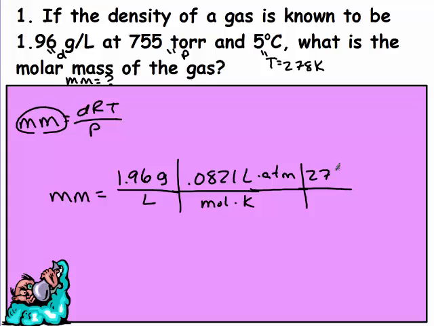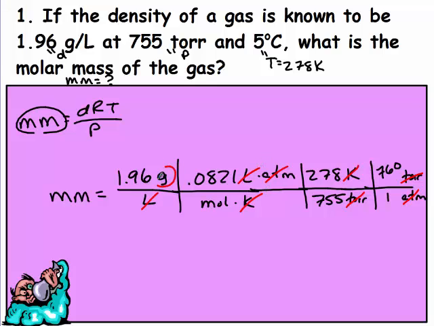Temperature and pressure from the top is 755 torr. I know my pressures aren't going to cancel, so I'm going to go ahead and convert that to ATM. 1 ATM is 760 torr. Cancel, make sure that I didn't miss anything. The only things I have left are grams and moles, and those are the units for molar mass. There should be no reason for you not to know the units for molar mass, because if you cancel everything, that's what you're going to be left with.